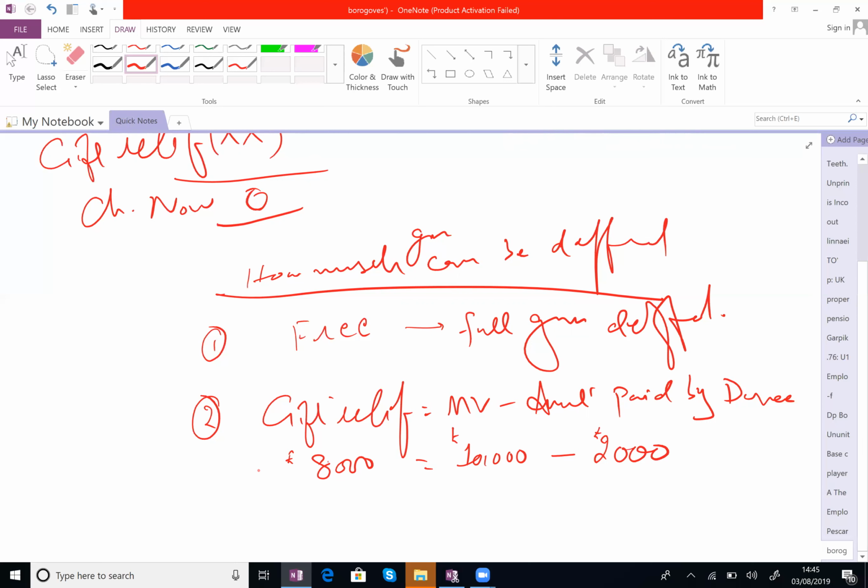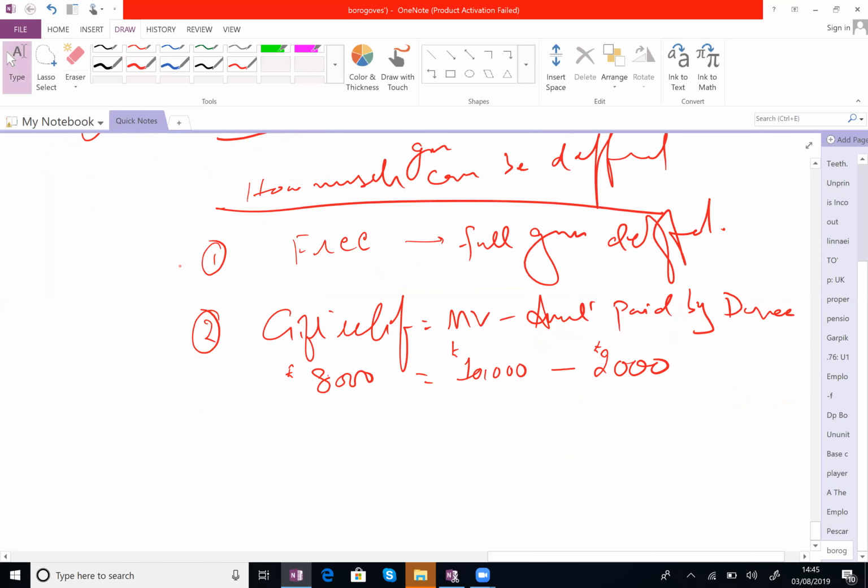So the remaining 8,000, I am deferring the gain through gift relief. Done? And you know, gift relief is a relief. You are deferring the gain through gift relief. So when HMRC gives you the relief, HMRC imposes conditions. Very important: the conditions of every relief you have to memorize. So whenever I claim a gift relief, there are conditions. The first condition is that donor and donee must both be UK resident.